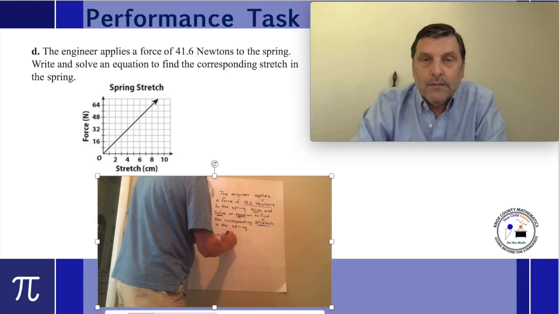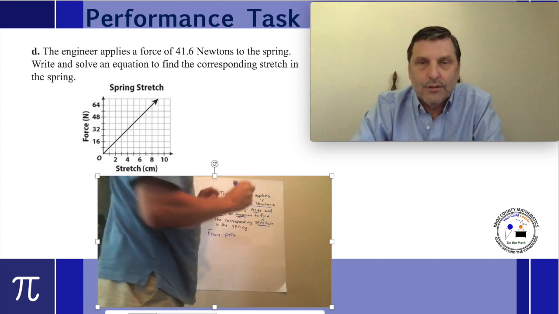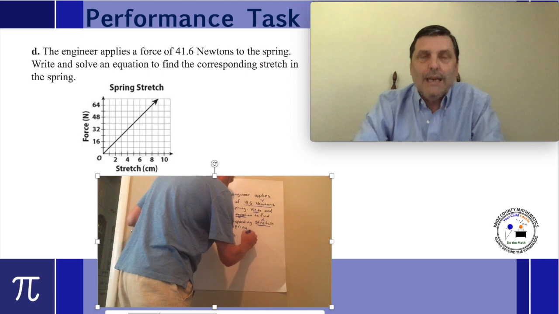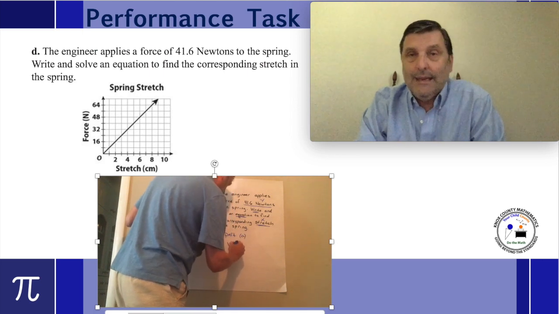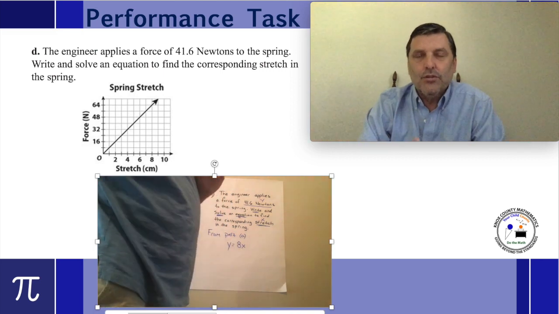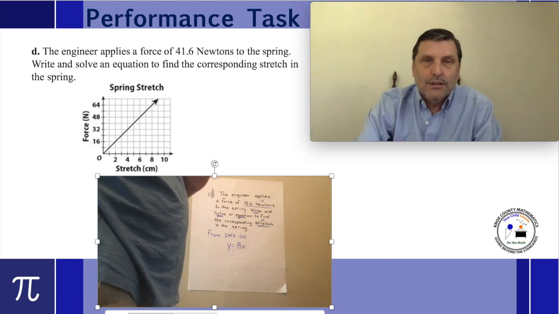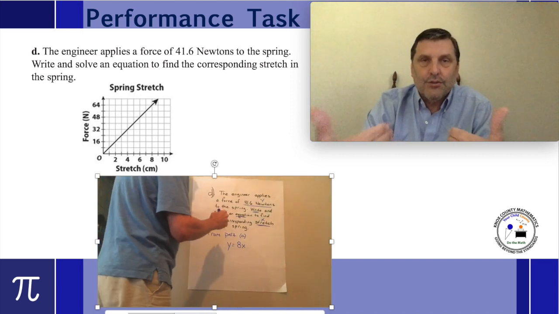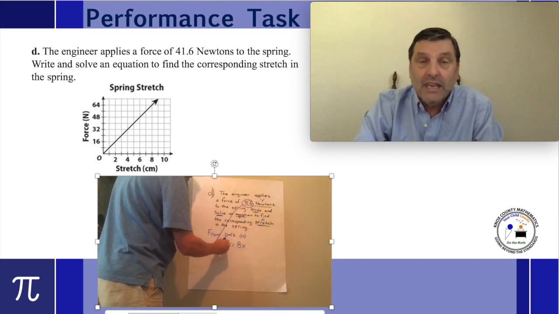If we remember, from part A, we had an equation that described this. From part A, we had that equation, y equals 8x, where y was newtons, x was stretch. So I'm going to use that equation with this information to find my answer. So write and solve an equation. There's my equation: y equals 8x.